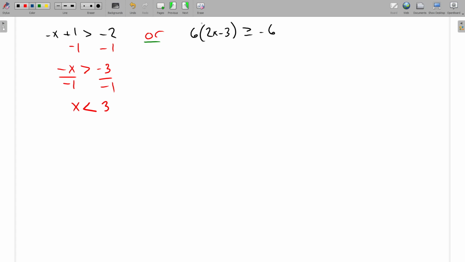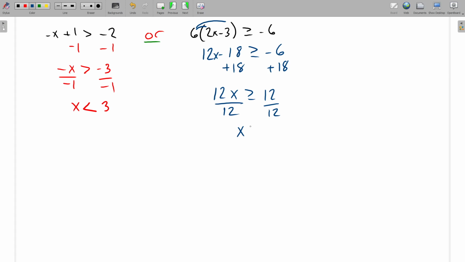With the inequality on the right, I want to distribute the number in front of the parentheses. So we have 12x minus 18 is greater than or equal to negative 6. Then we can add 18 to both sides, leaving us with 12x is greater than or equal to positive 12. And we divide by the coefficient in front of the x. So we have x is greater than or equal to 1.